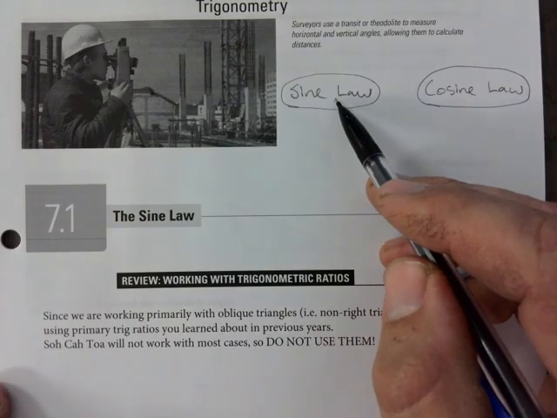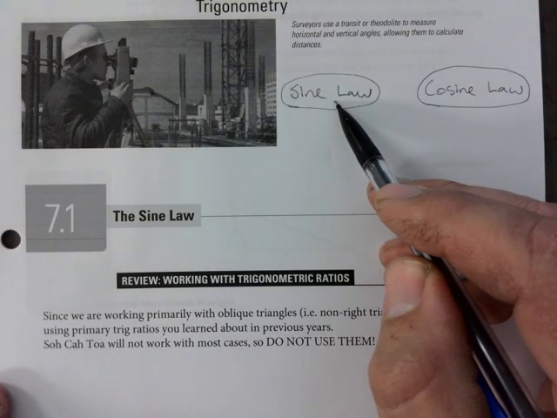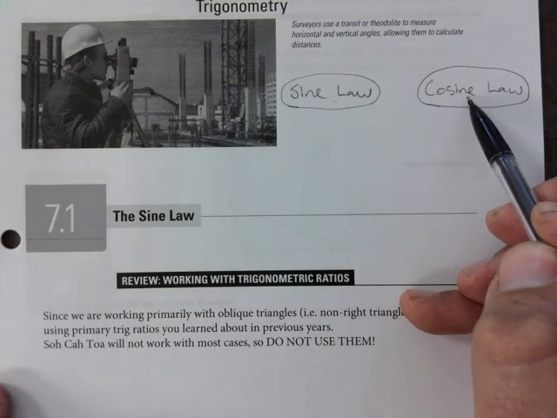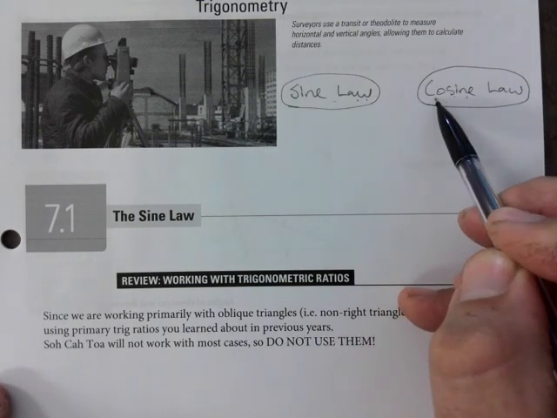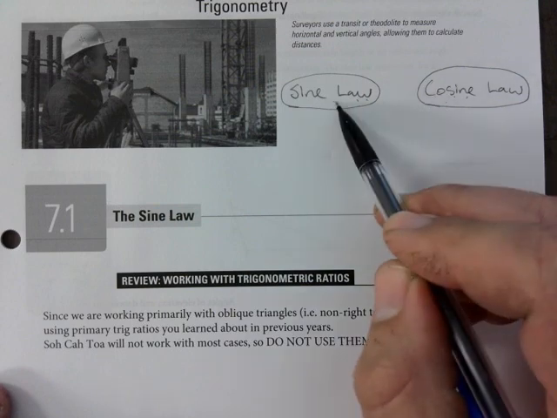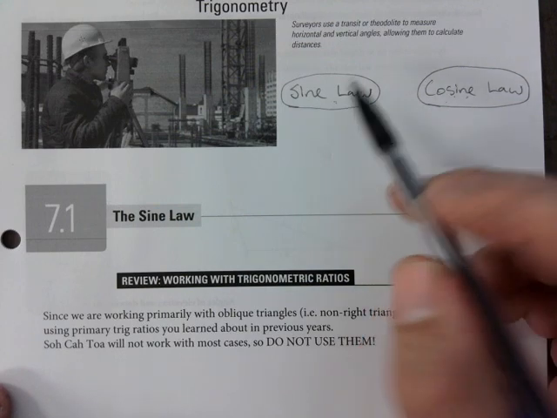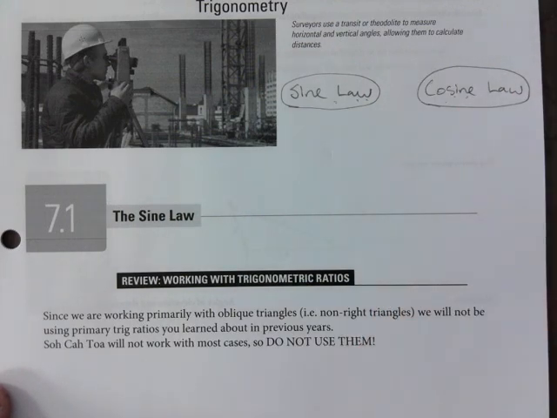So we're going to start with the sine law, and then after a couple days, we're going to start transitioning over to cosine law, and then you're going to have to pick which one am I going to use. Because only one of them gets you started. You cannot start with more than one. Okay, that's the key here.